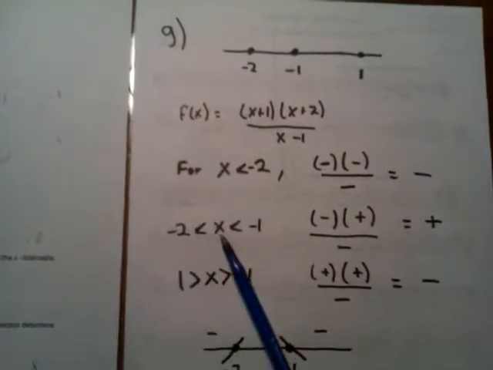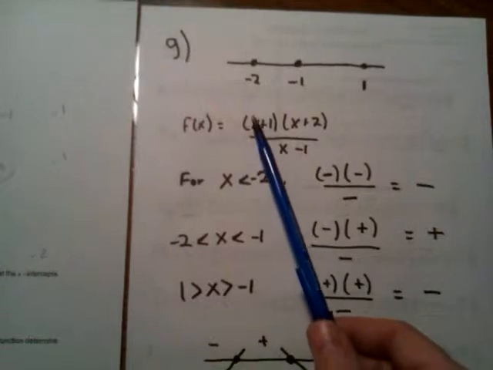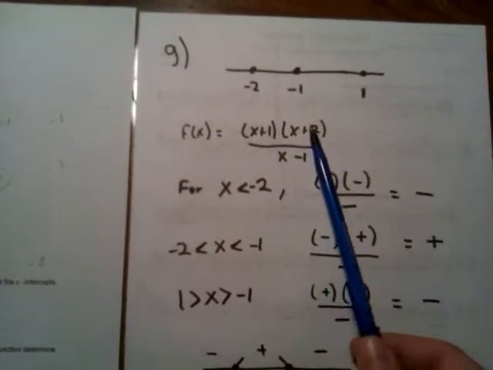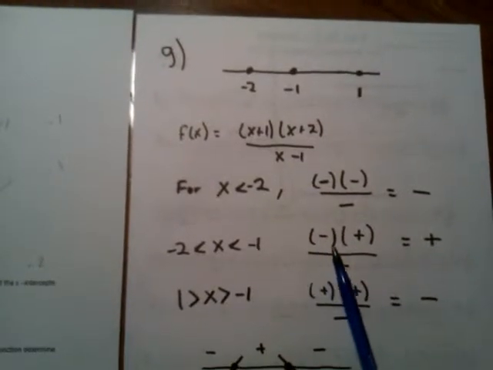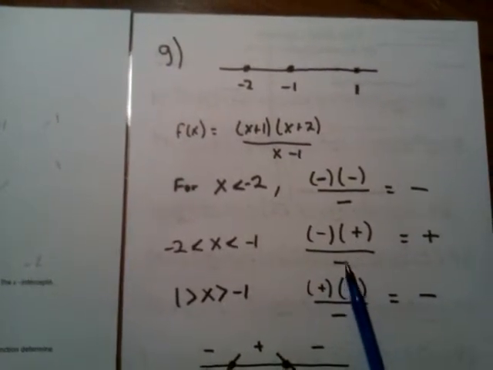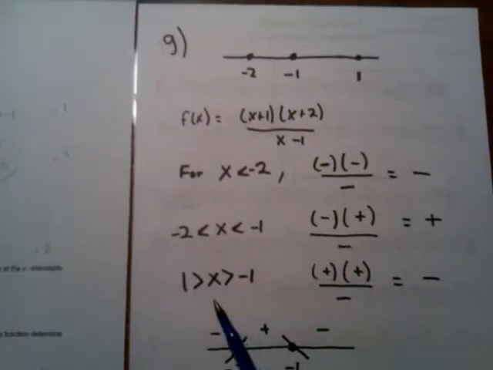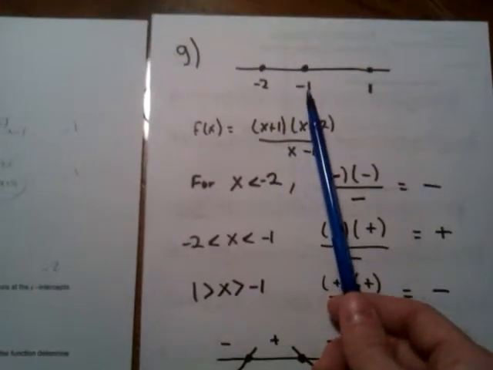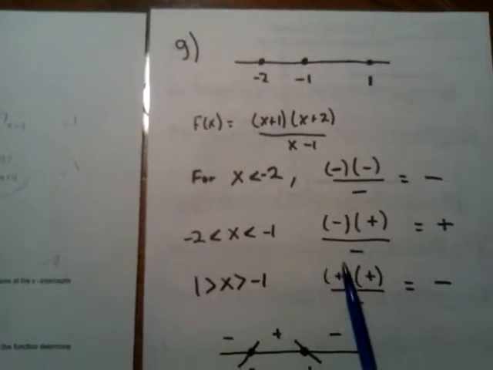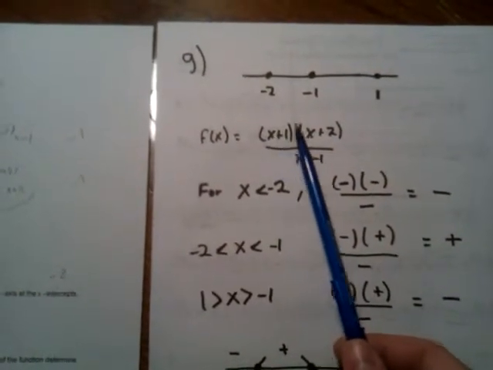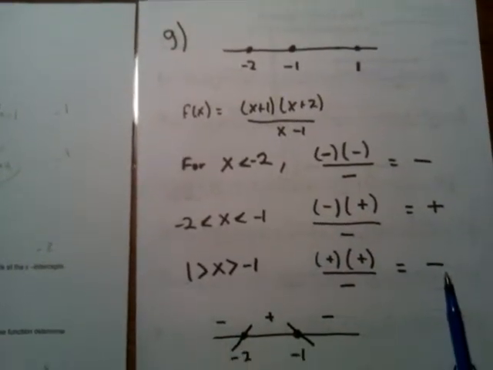For x between minus 2 and minus 1, this will still be negative, but this number will now be positive, and this one will be negative. So we'll have a negative times a positive divided by a negative, which will give us a positive. And lastly, between minus 1 and 1, we'll have a positive times a positive divided by a negative, so it'll be negative.